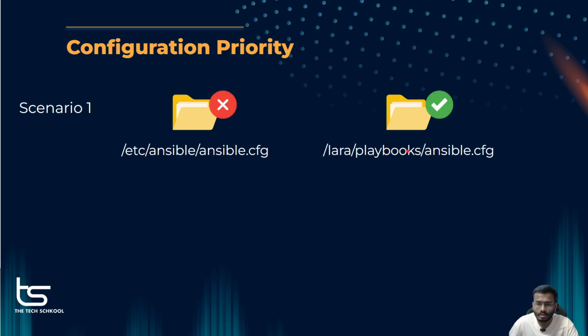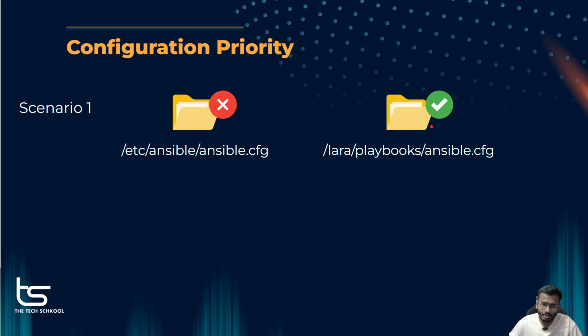So if a configuration file exists in the directory where the playbook is present and from where it is run, the configuration file inside that folder will take priority, and what is present at the default location will be overridden by it. I'm not saying that the complete file will be overridden. Only the parameters that are newly set inside the ansible.cfg will be overridden.